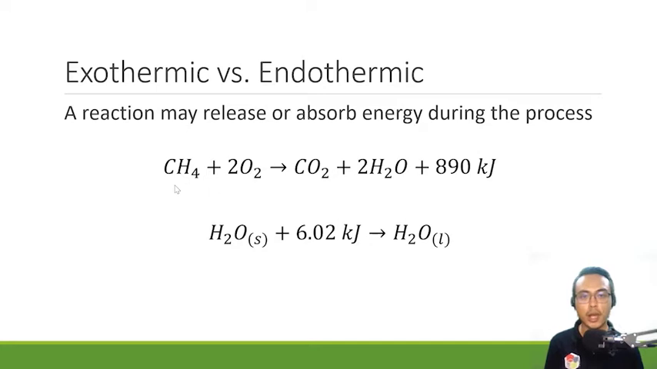For the first equation, we have the combustion of methane. So that is methane plus oxygen yields carbon dioxide plus water. However, in your products, we have an additional plus 890 kilojoules.